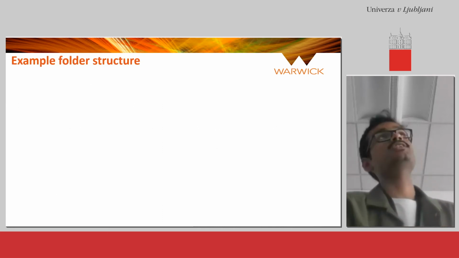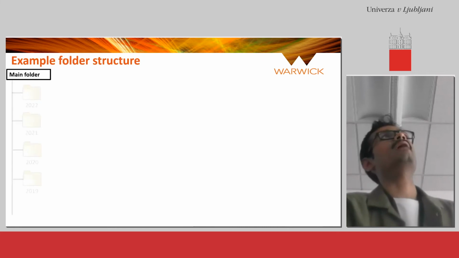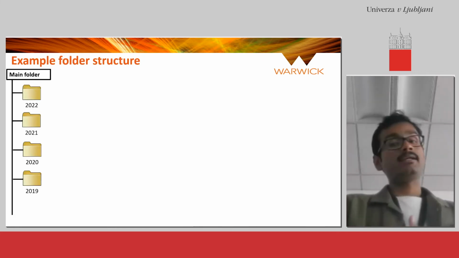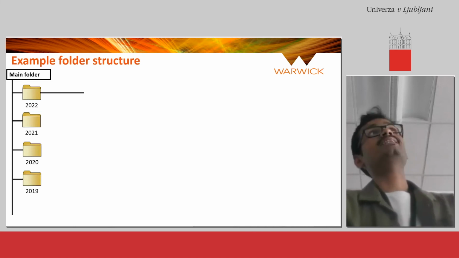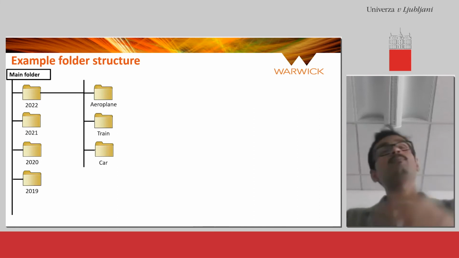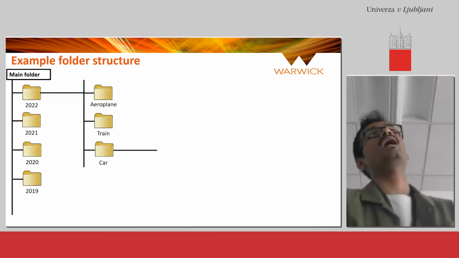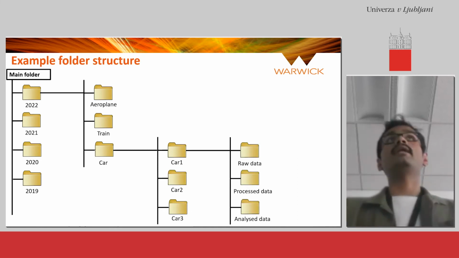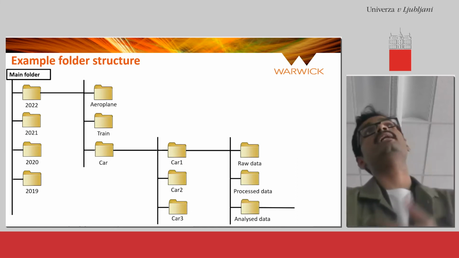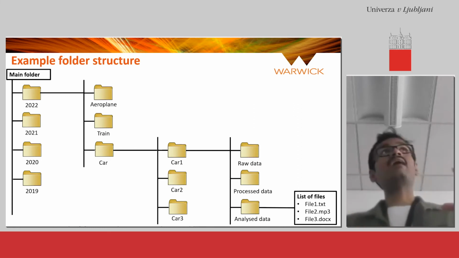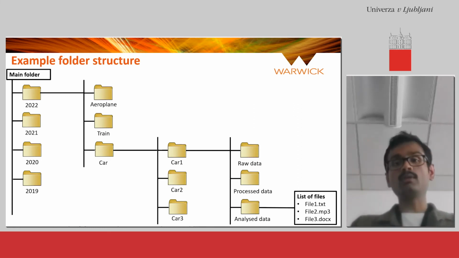The other is folder structure. I made a bit of an example here. Let's say you have different folders containing your raw data. Let's say I access my 2022 folder. I'm doing research on aeroplanes, trains, and cars. So I access my car folder. From car one, I can access my other files: raw data, processed data, analyzed data. From that analyzed data, I can find my TXT, MP3, docx. So having that in a proper folder structure is important.